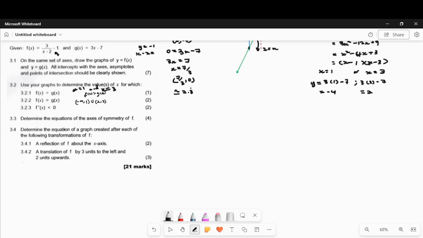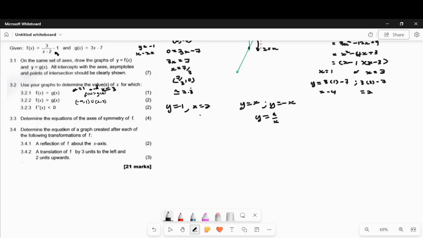For the axis of symmetry, let us take our asymptotes. We have the asymptote y equals minus 1, and x equals 2. We'll use these to find our equations of axis of symmetry, because our original axes of symmetry are y equals x and y equals minus x.